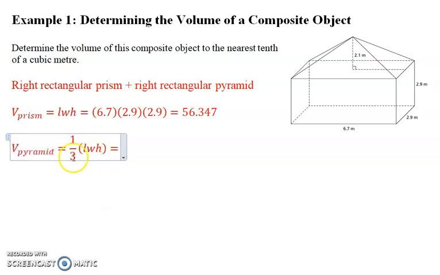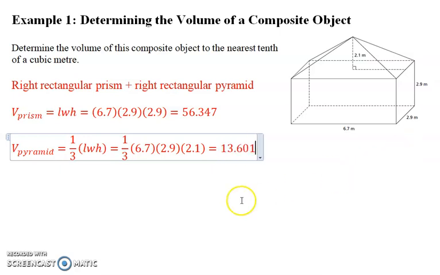We get 1/3, and we know that the length is also 6.7 because they share that side, and the width is also 2.9, but the height is different. The height of the pyramid is 2.1, where the height of the prism was 2.9. Calculate those. So we'll go 6.7 multiplied by 2.9 multiplied by 2.1. We'll take 1/3 of that, which is the same as dividing by 3. We get 13.601. All right.